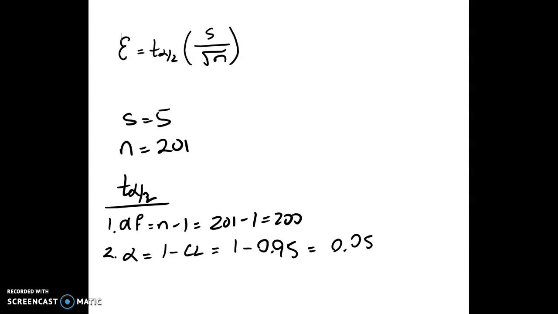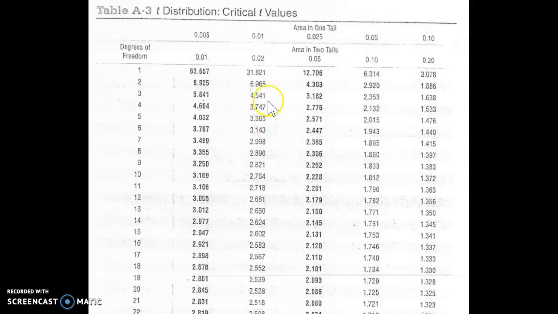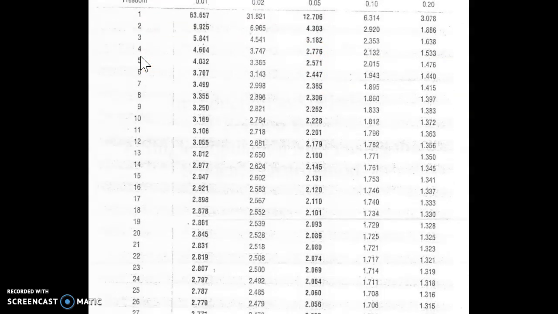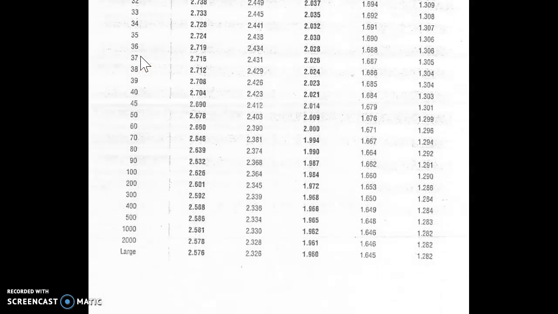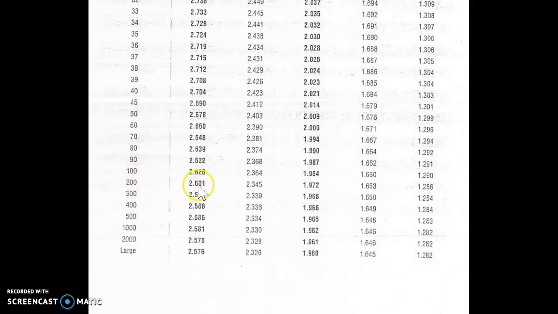Okay, so now we need to go to our t-table. Here's our t-table, and notice we need the area in 2 tails. That's what alpha is, and we said that was 0.05. So in this column right here. Now we need to come over here, and our degrees of freedom we said was 200. So we need to scoot down to 200. There it is right there. It was in this column right here. So our t-value should be 1.972.